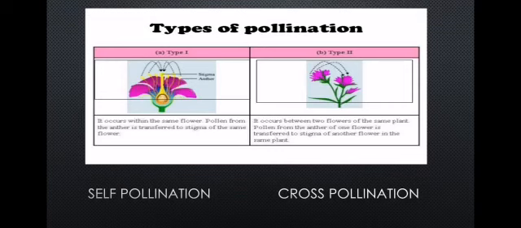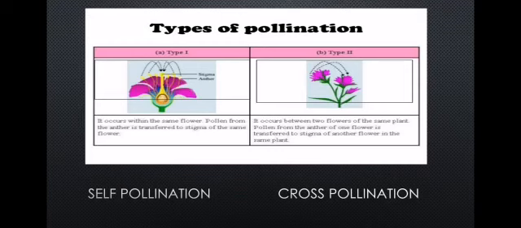Now we shall discuss different types of pollination. There are two types. Look at the diagram of type 1. It is called self-pollination. Now what is self-pollination? The transfer of pollen grains from the anther to the stigma of the same flower is called self-pollination. And look at the type 2 diagram. Transfer of pollen grain from the anther of one flower to the stigma of another flower of the same plant is called cross-pollination.